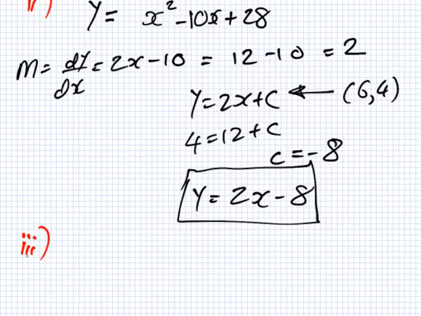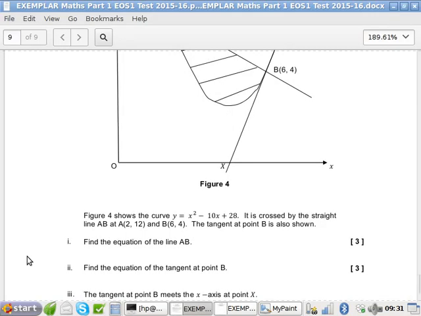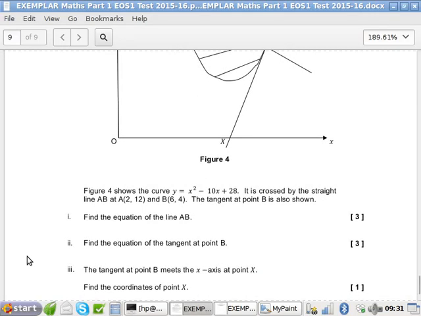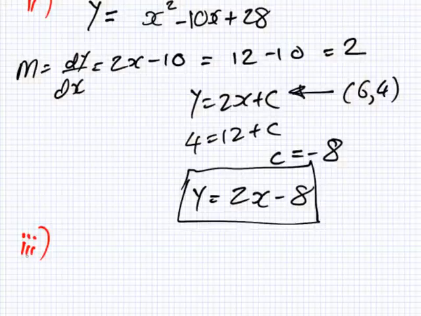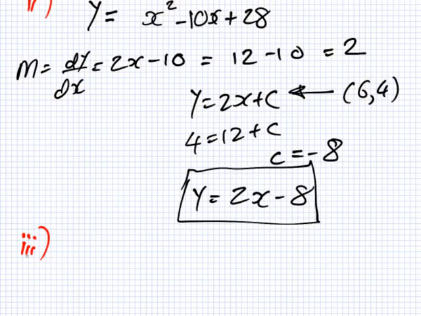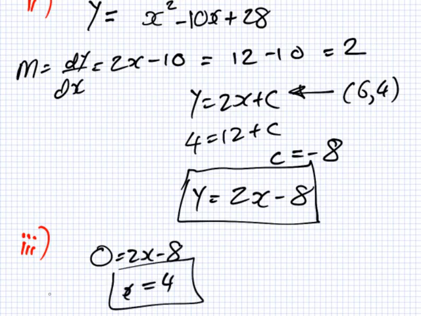The next part now is find where the tangent meets the x-axis. So how can I find where this tangent meets the x-axis? What do I make y? y equals 0, yeah. So I get 0 equals 2x minus 8, so x equals 4.